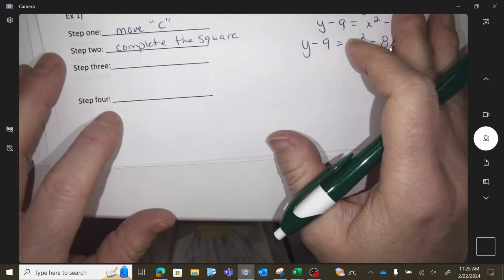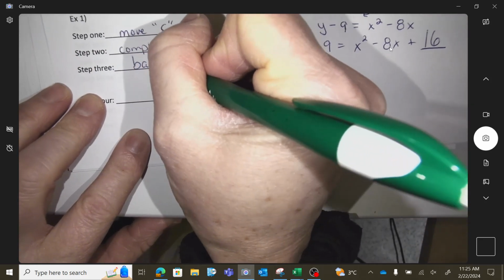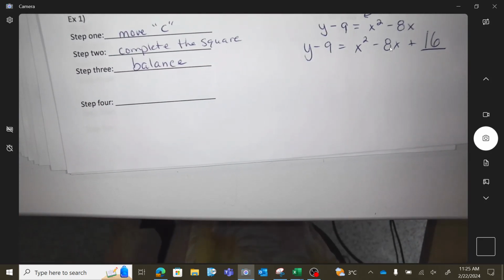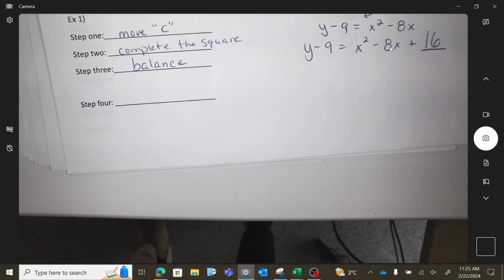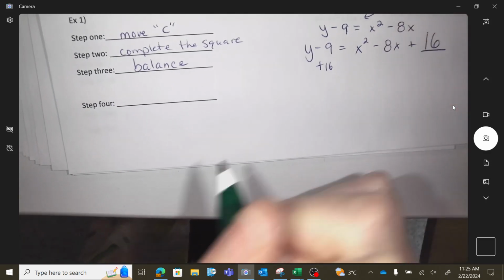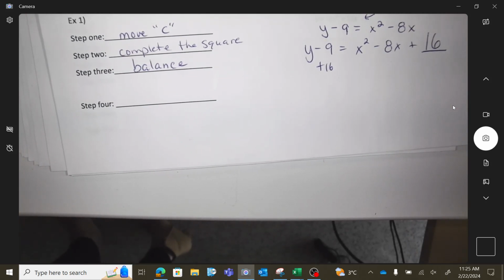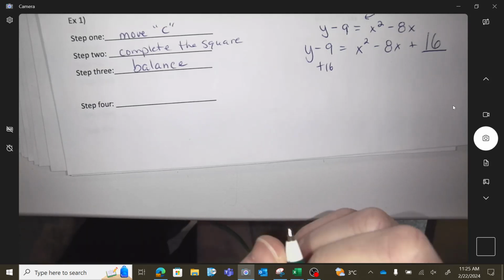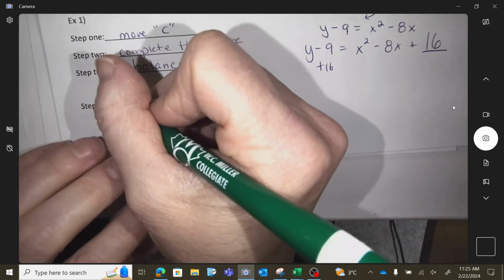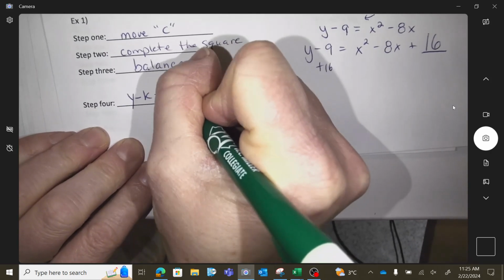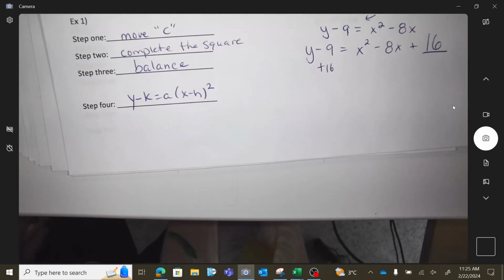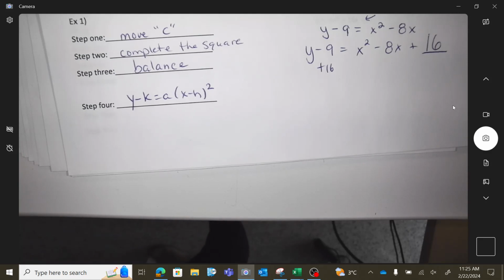Step 3, you need to do a balance. What does that mean? Math is a teeter-totter. You added 16 pounds to one side of your teeter-totter, so what should you do? You should also add 16 to the other side. And step 4. I need you to make it look like that.